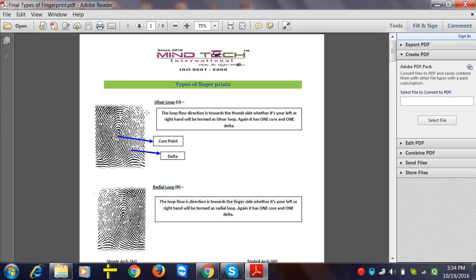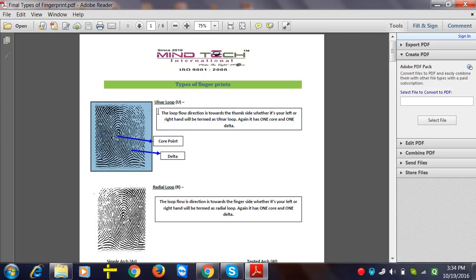First we have ulnar loop and radial loop. What is ulnar loop or radial loop? If you see, there is only one core point. This is the core point. There is only one core point and one delta point. Delta means from one line there are two lines going opposite to each other, and the core is from where the loop starts. These are the loop flows.